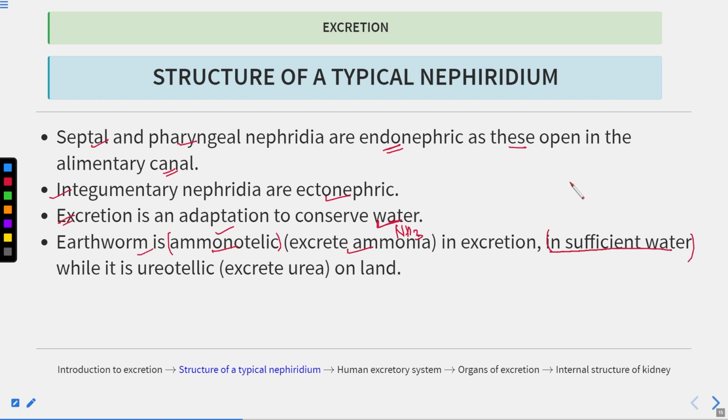So if the earthworm is present in an area where sufficient water is available, then it can excrete ammonia. But if the earthworm is on land, meaning it is terrestrial, not much water is available, so it becomes ureotelic. Ureotelic organisms excrete urea as the nitrogenous waste product. We have already discussed urea, uric acid, and ammonia; these are all nitrogenous waste products. So the earthworm can switch from ammonotelic to ureotelic depending on its habitat or the conditions in which it is living. Okay, this is clear.